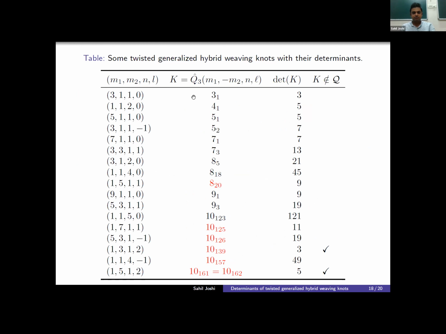This is a table which shows that the determinant for these twisted generalized hybrid weaving knots can be given by using the formula which we have obtained. These knots which are marked in red are non-alternating knots, and 10_139 and the Perko pair are not quasi-alternating knots. Their determinant can also be given by this formula. Moreover, there might be many knots which fall in this family, and their determinant can be given by the formula we have shown. These are the corresponding values for which we can obtain these knots.